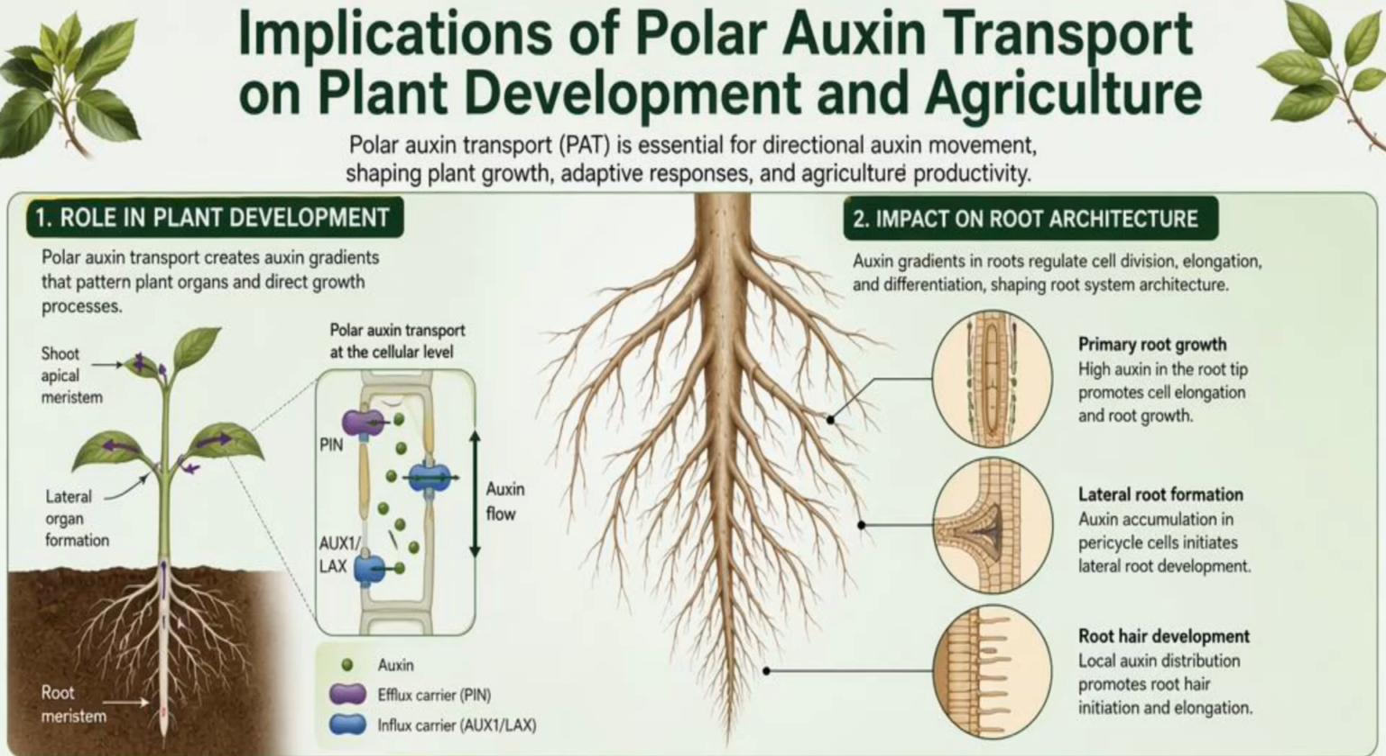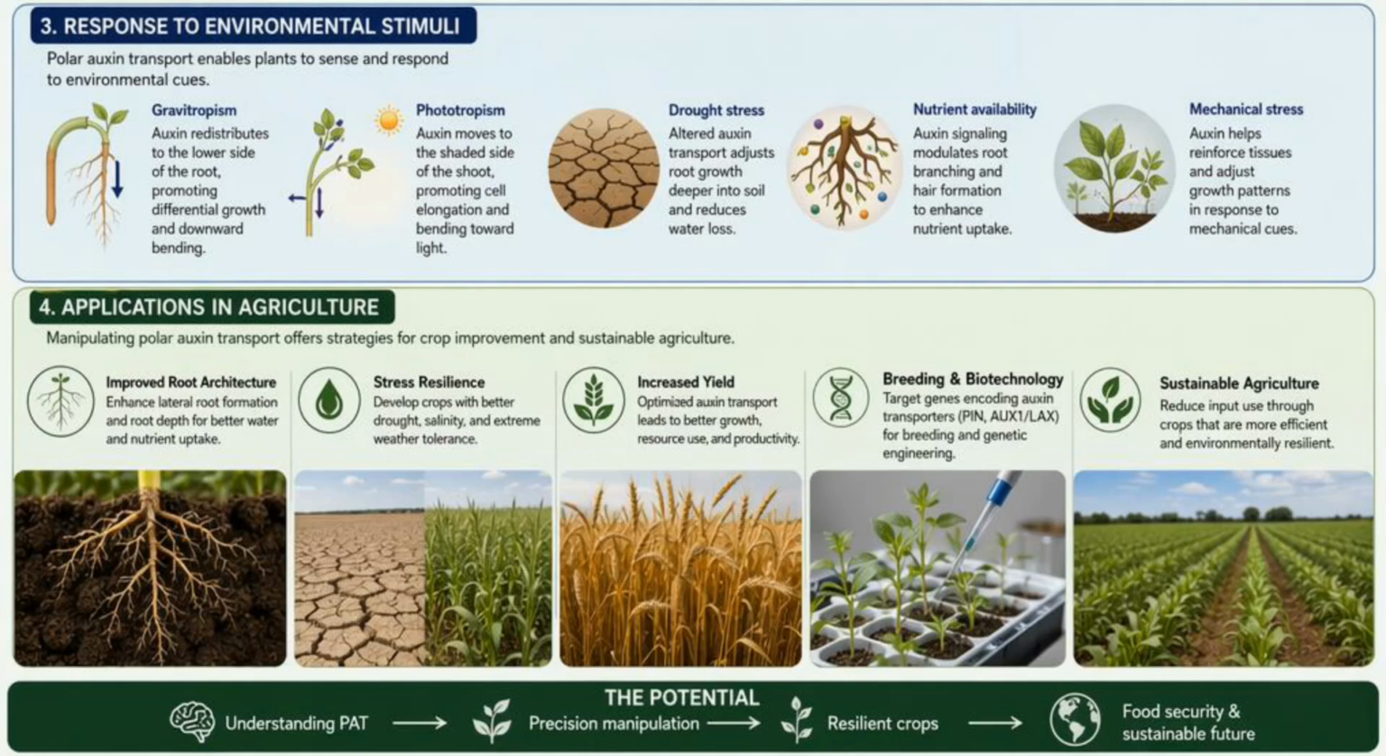The take-home message here is architectural. The entire geometry of the root system, how deep it grows, how much it branches, how many absorptive hairs it has, is a product of polar auxin transport patterns. Our final slide brings us full circle, from fundamental molecular mechanisms to real-world applications. This is where the science meets the field.